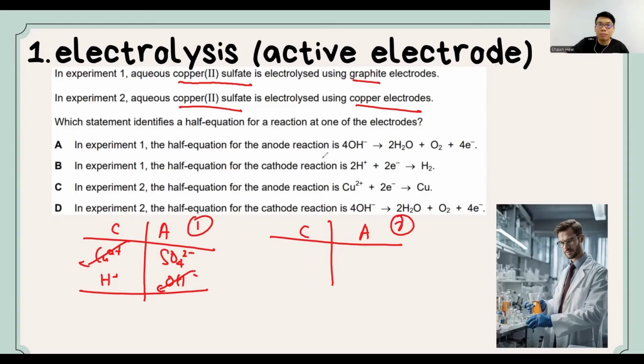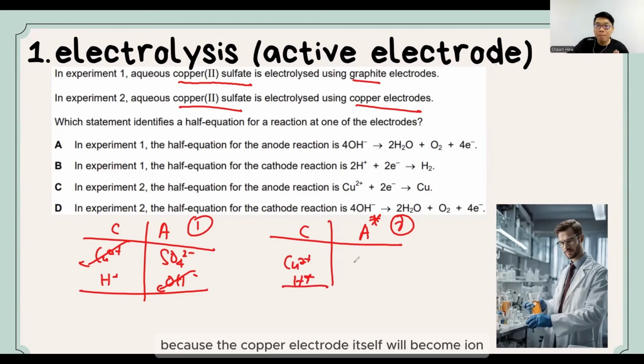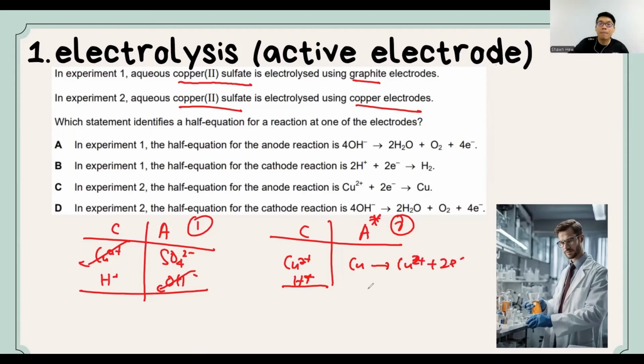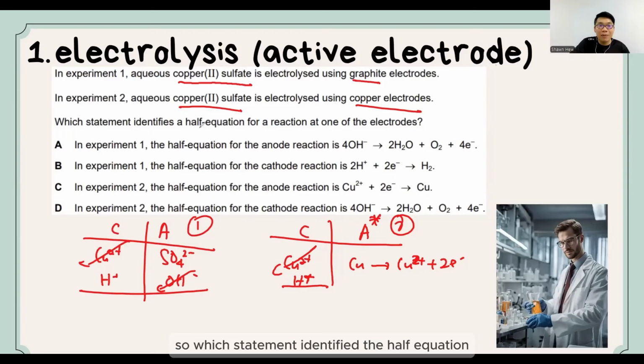Experiment 2, they're using copper electrode, so put a star at anode, because the copper electrode itself will become ion. Cathode, as usual, we discharge this. So, which statement identifies the half equation at one of the electrodes?